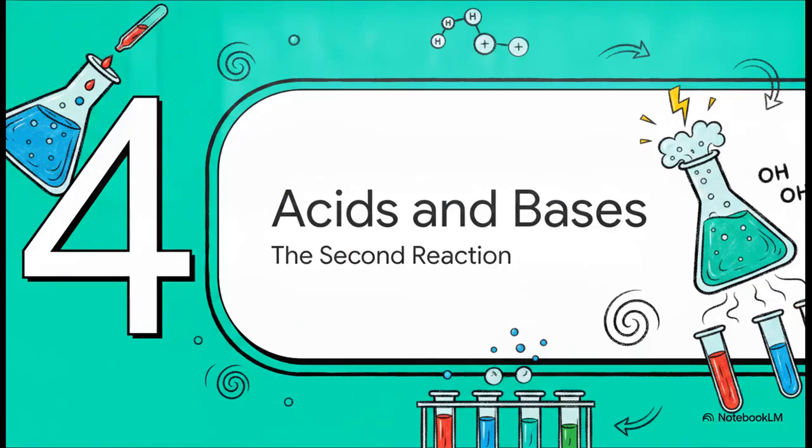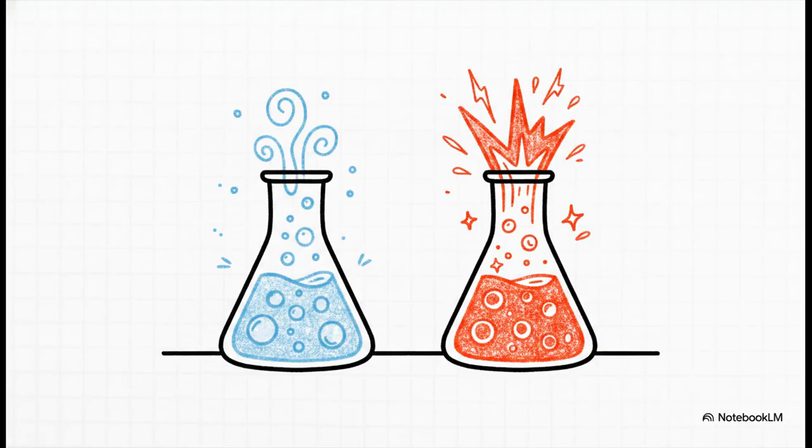Let's move to section 4, acids, bases, and neutralization, the second reaction. We're bringing in some exciting new concepts here. For our second example, we are bringing together two very different aqueous solutions. On the left, we have sodium hydroxide. This is what scientists call a base. On the right, we have hydrochloric acid, which, exactly as the name suggests, is a strong acid.